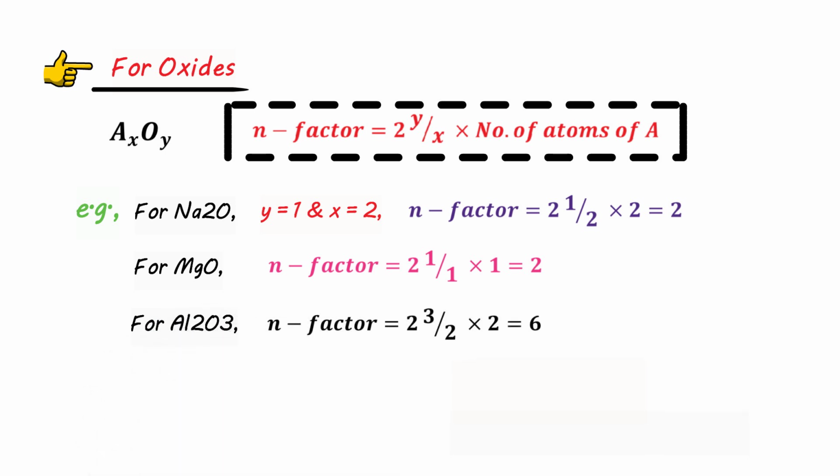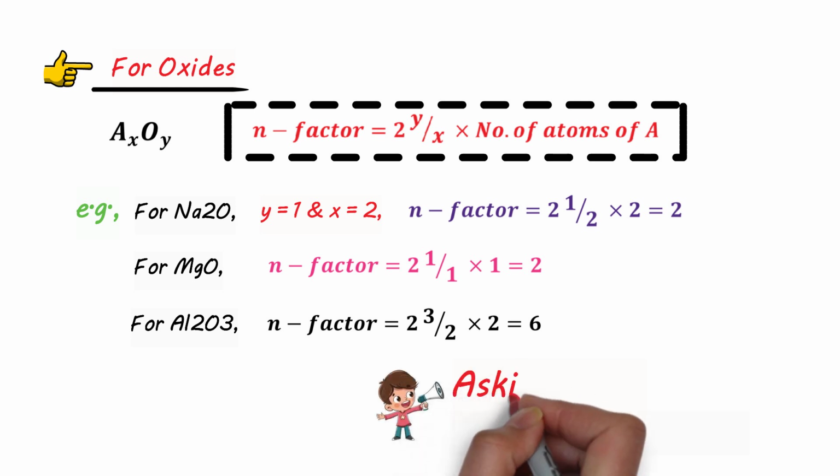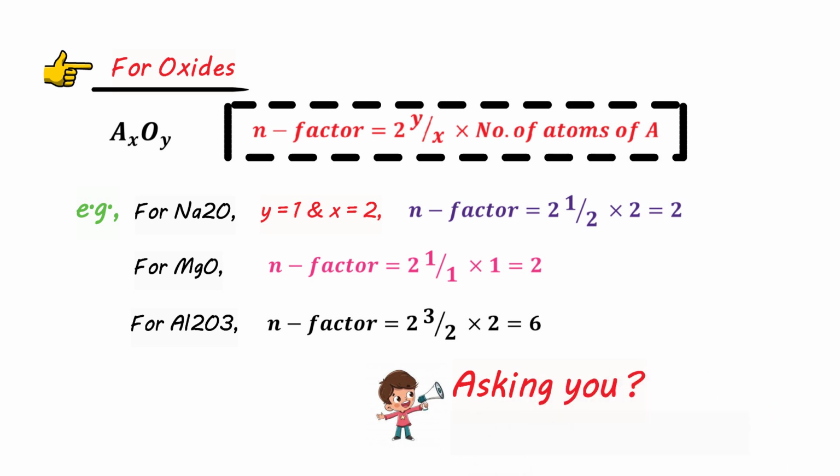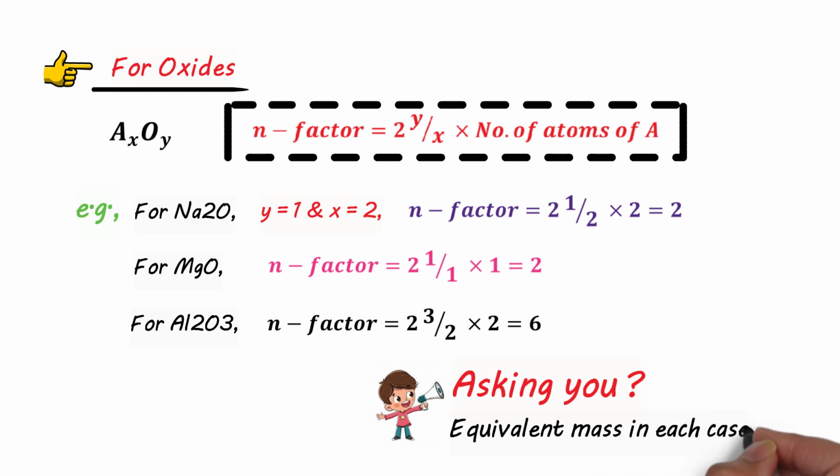This was all about the calculations of N factor values and their corresponding equivalent weights. Now, I'm asking you to find equivalent mass in each of those cases that we have studied so far.